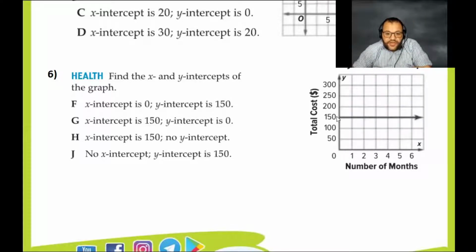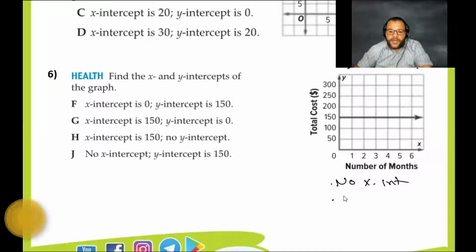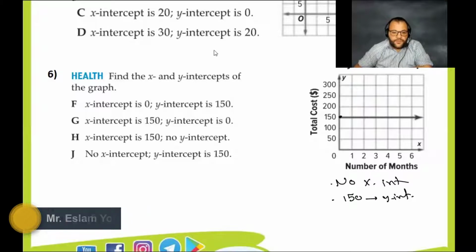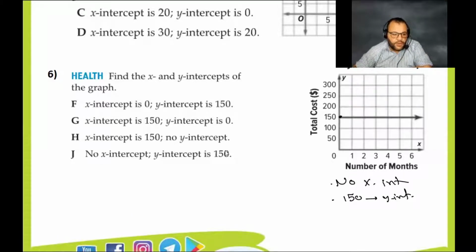So for this graph, does the line intersect the x-axis? No, because the line is parallel, it means there is no x-intercept. Does the line intersect the y-axis? There is a y-intercept at 150. The y-intercept is 150. So the answer is F.